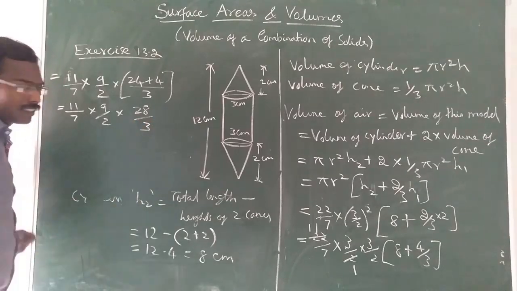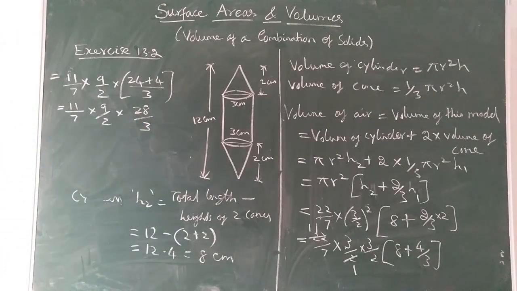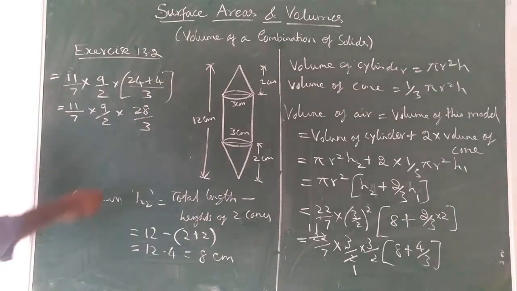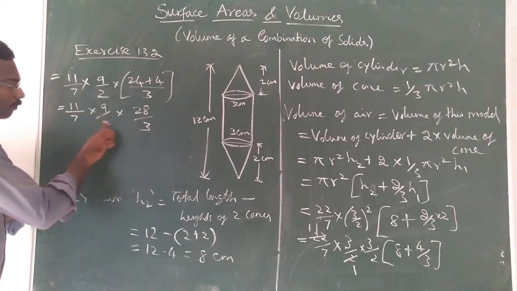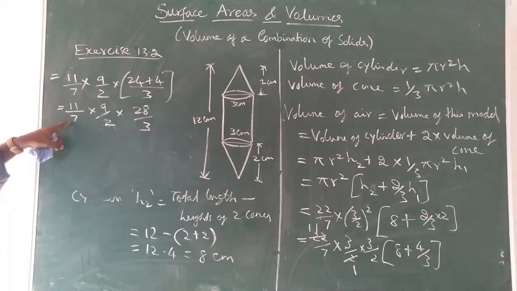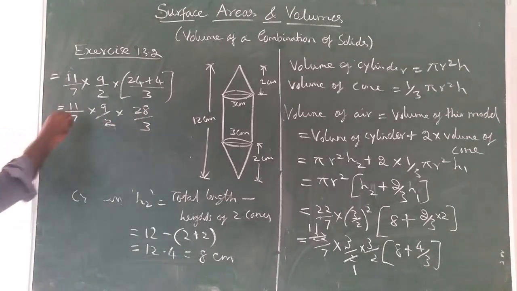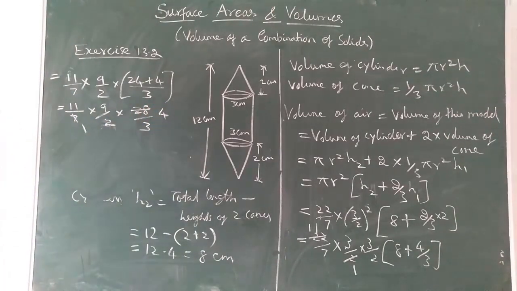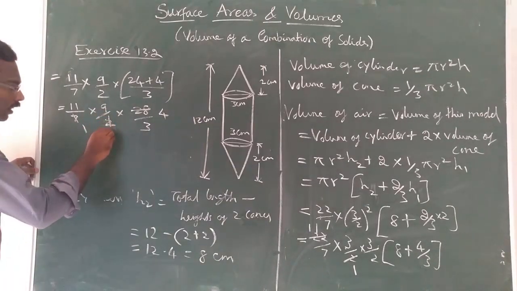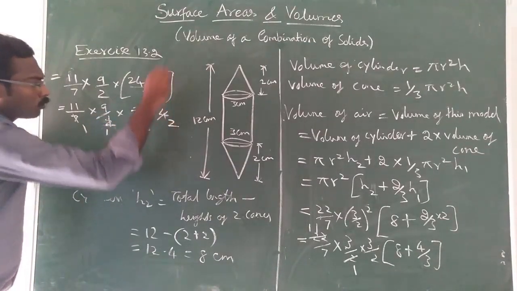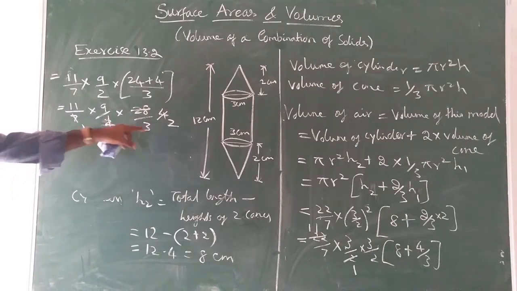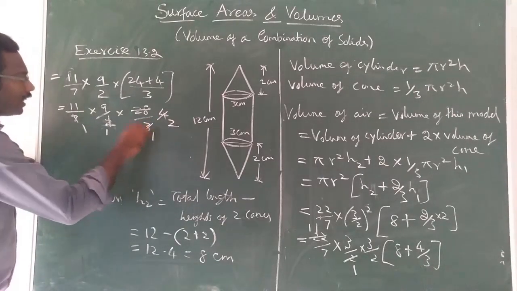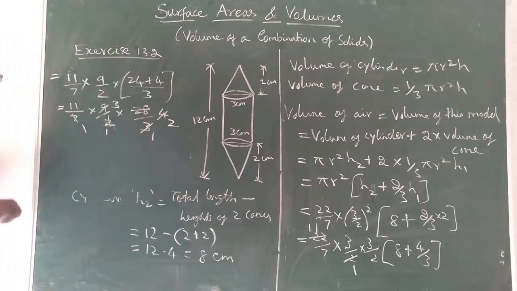So that is equal to 11 by 7 into 9 by 2 into 24 plus 4 is 28 divided by 3. Now we can directly cancel this 7 and 28. So 1 seven is 7, 4 sevens are 28. Then 1 two is 2, 2 twos are 4. Then this 3, 1 three is 3, 3 threes are 9.